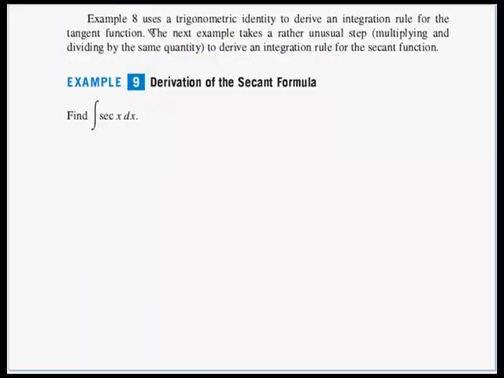Example 8 uses a trig identity to derive an integration rule for the tangent function. This next example takes a rather unusual step, multiplying and dividing by the same quantity to derive an integration rule for the secant function. Hats off to whoever came up with this technique. So we have our antiderivative of the secant of x dx. What did we derive to get secant? Well, there was nothing straightforward that we derived to get secant.